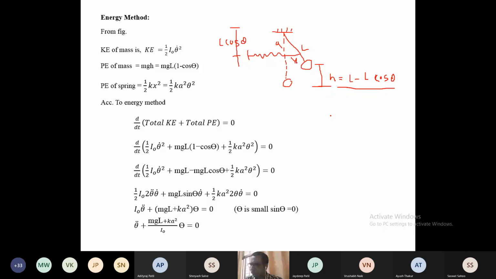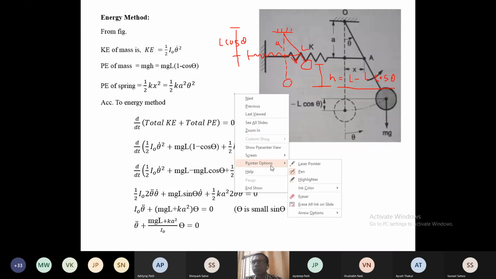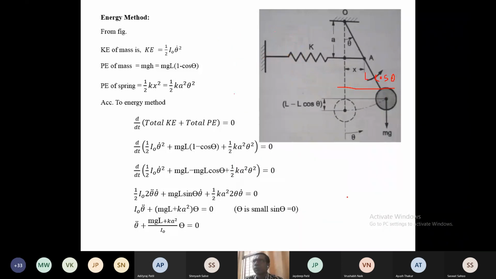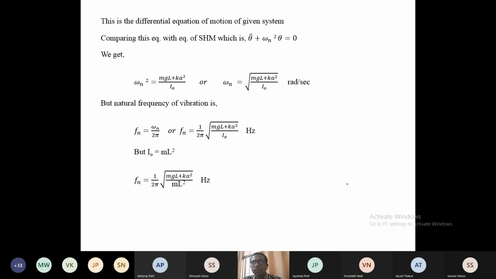Now take down the next one. Now the figure is given here. Now this is the figure for this problem. Either you have to solve the numerical by using the energy method or equilibrium method. Now you have to continue this problem. You have to compare the above equation with the equation of simple harmonic motion. You will get the same equation as the equilibrium method.